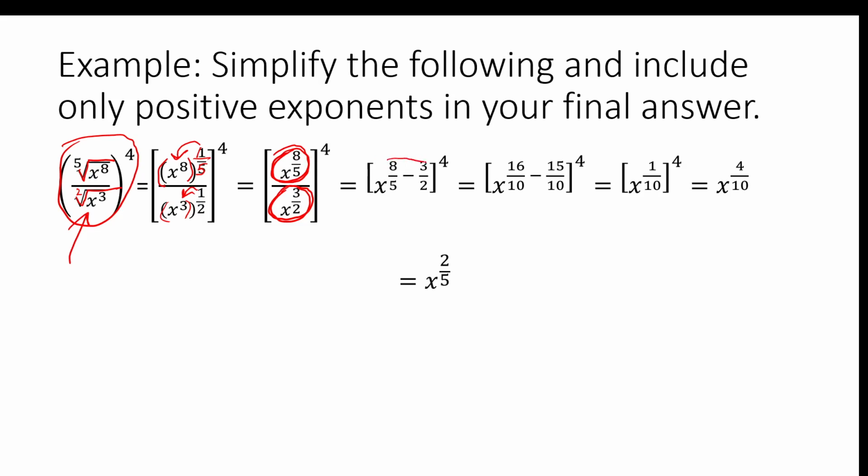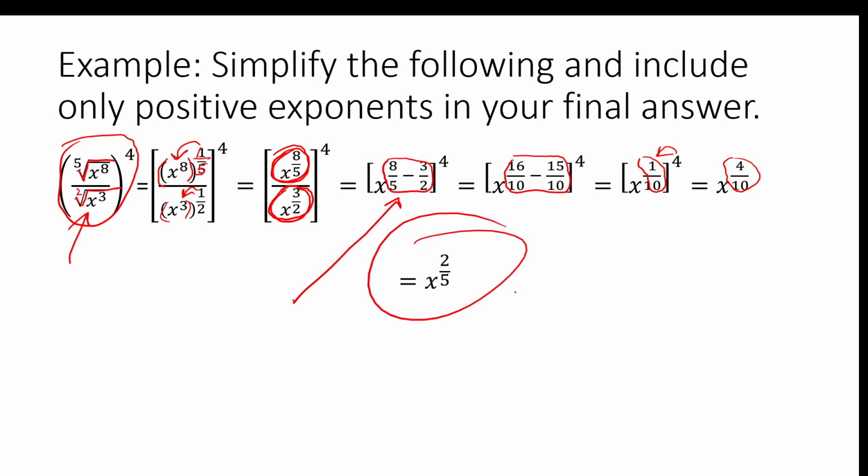So we're literally going to figure out what is 8/5 minus 3/2. And if it's not clear, this piece that I just circled there, that's an exponent. Well, 8/5 minus 3/2 is the same as 16/10 minus 15/10, which is the same as 1/10. Now what we can do is take that 4 that's on the outside, distribute it to the 1/10, and we've got 4/10. So our answer is x to the 4/10, but since we can simplify 4/10, we get x to the 2/5.